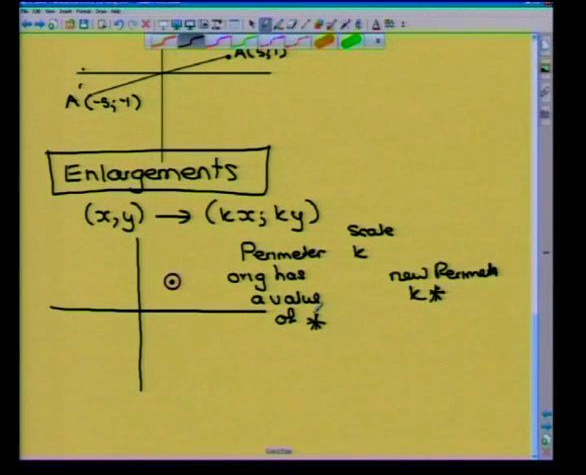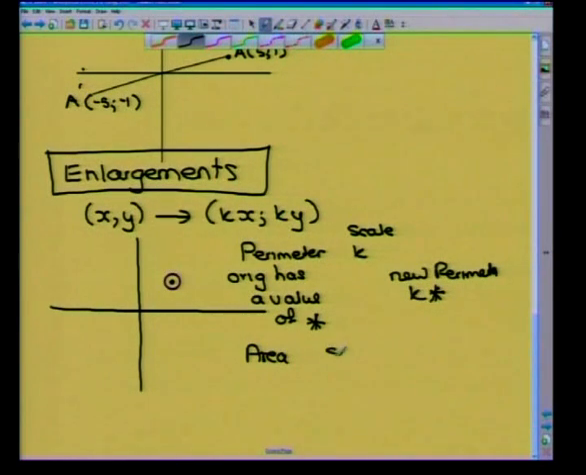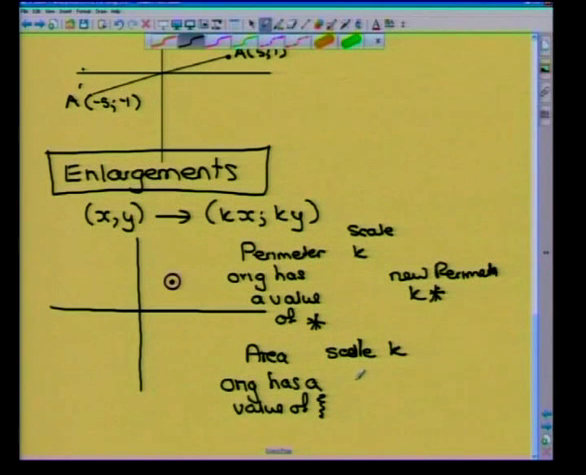So I might have said to you, the perimeter of your original one was 7, and our scale factor is 2. Then you'll be able to tell me that the perimeter of the new one is going to be 2 times 7, or 14. So that is how perimeter works. So let's look at area then. If we're talking about area and a scale factor of k still, and let's say the original has a value of squish, then the new area is k squared squish. So the area compounds it twice.